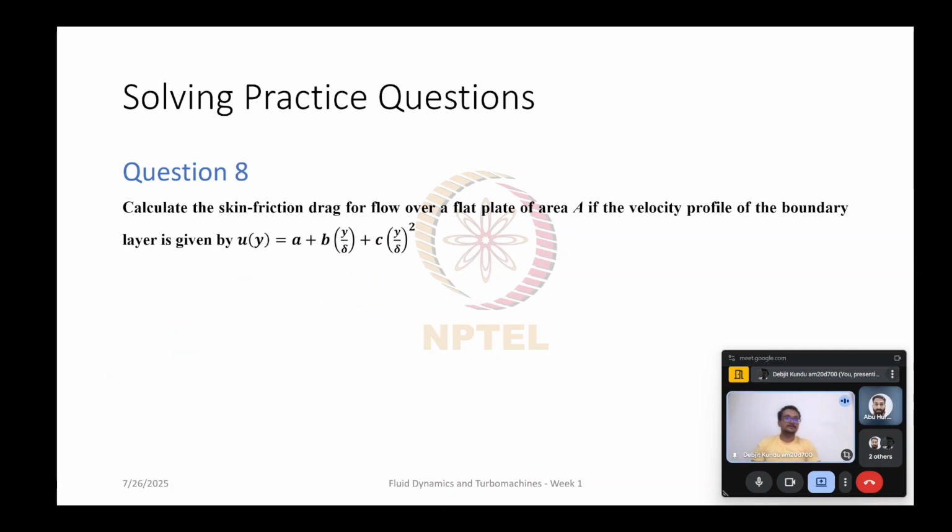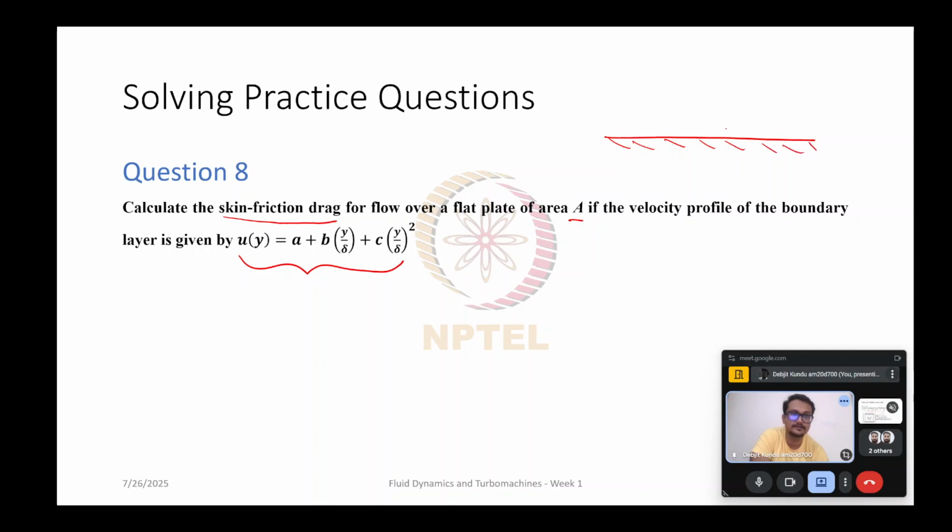All right. So yeah, here we have some math. Calculate the skin friction drag. I'll define what a skin friction drag is. For flow over a flat plate of area A, the velocity profile of the boundary layer is given by this equation. So I'll draw a picture. I have a flat plate like this, and I have some airflow coming from one side.